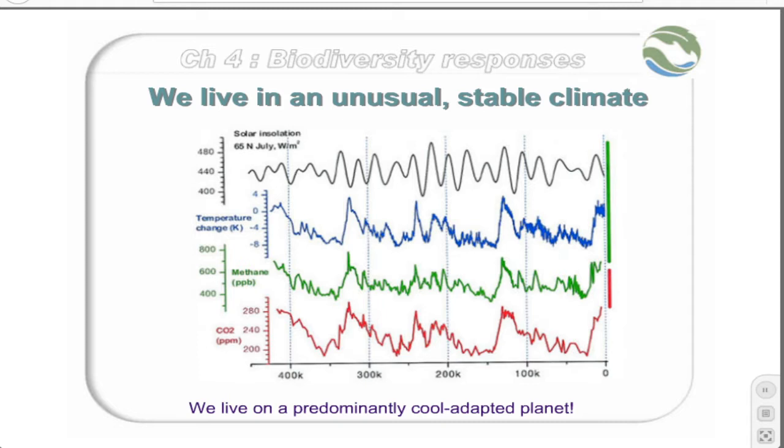in terms of temperature. Going back in time, one can see the changes, fairly marked but pulsed changes in atmospheric CO2, methane, and temperature in relation to the changes in the energy of the Sun, the black line on the top. The main point is that for the last 500,000 years, the Earth's climate has been a lot colder than it is currently.